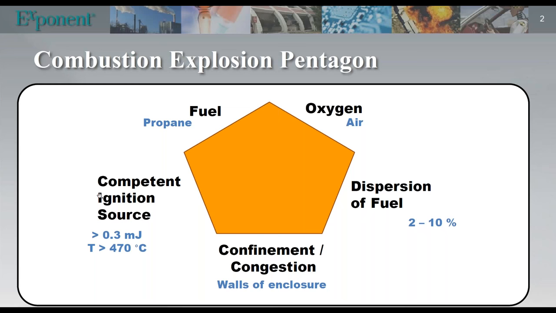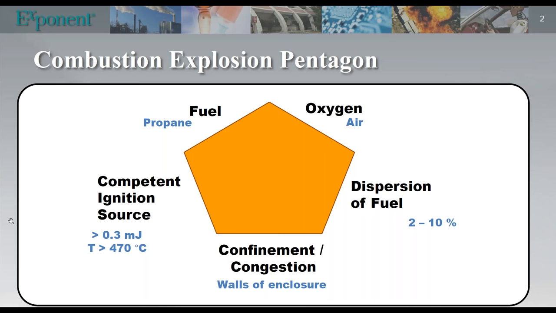So I'll talk about how you protect against an explosion. And there's really two ways. You can either prevent an explosion from occurring, or you can mitigate the effects of an explosion. For an explosion to occur, you basically need to have all five components of the explosion pentagon.